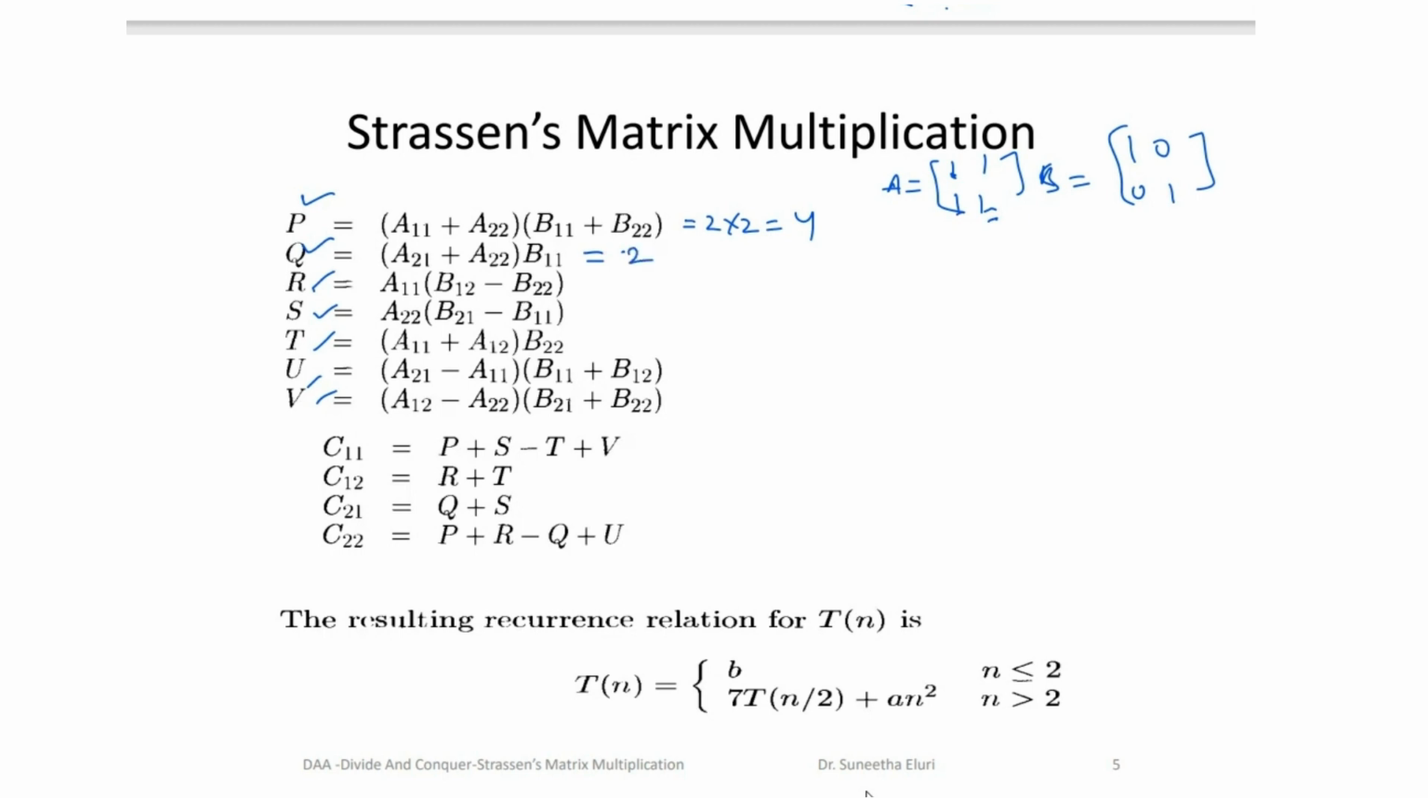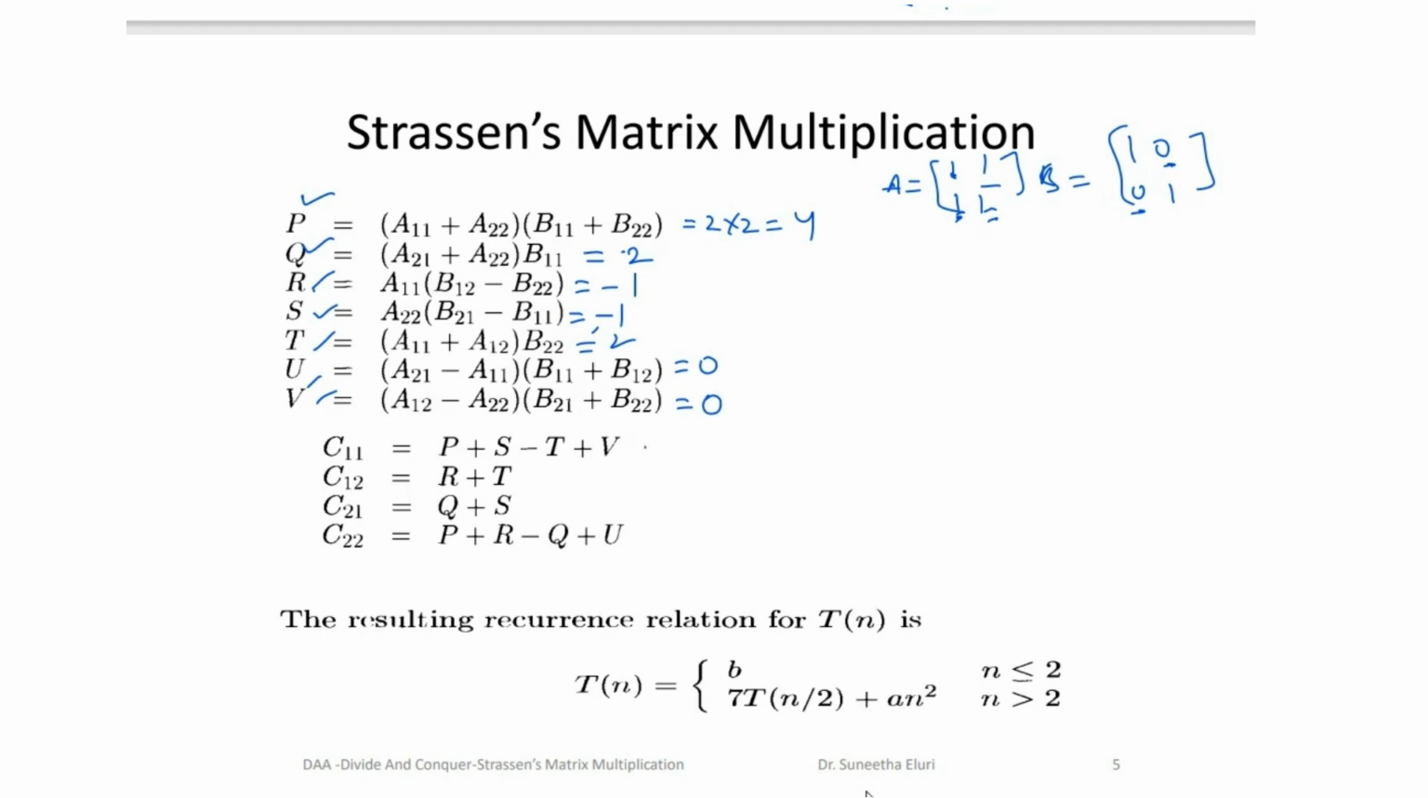A11 is 1 here, times B12 minus B22. B12 is 0 and B22 is 1, which is equal to minus 1. And A22 is 1 here, times B21 minus B11, which is again minus 1. And B22 into 1, times A11 plus A22, which is equal to 2. And A21 minus A11, where A21 is 1 and A11 is also 1, so this entire term will become 0. And A12 is 1 here, A22 is also 1 here, so this entire term will become 0. So I am getting the values of P, Q, R, S, T, U, V.